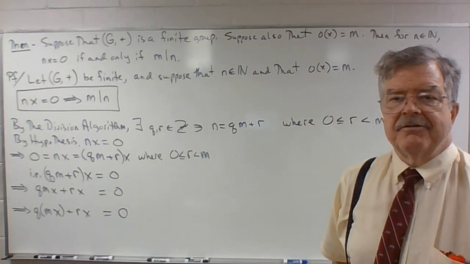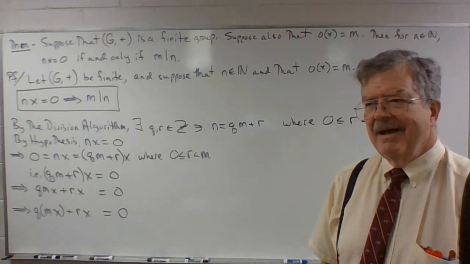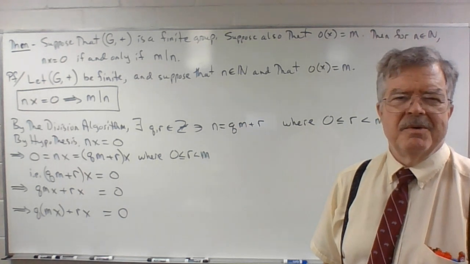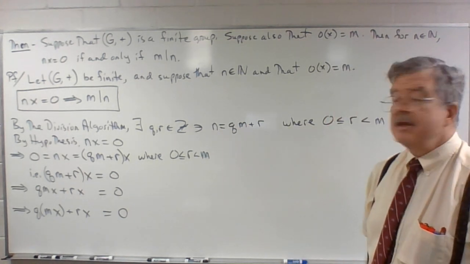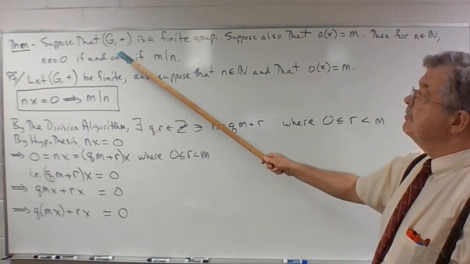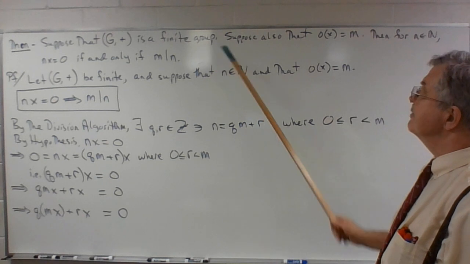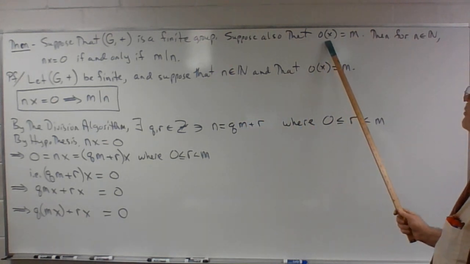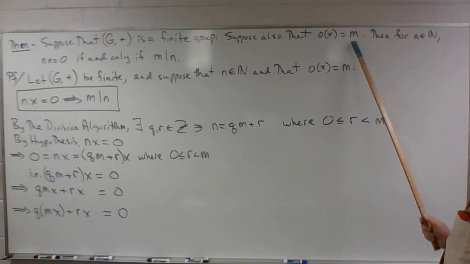Okay, everybody, let's look at a theorem that I guess we sort of knew was true. We never actually established it before, but here it is. Suppose that G is a finite additive group, and suppose also that the order of an element x is equal to m.